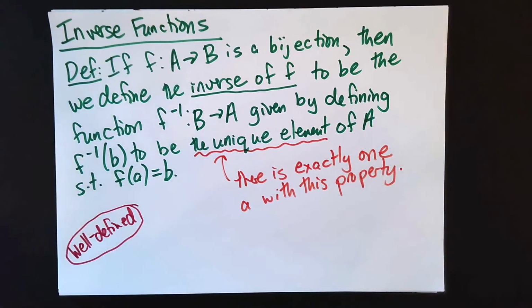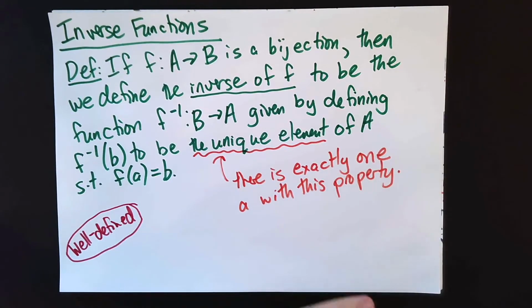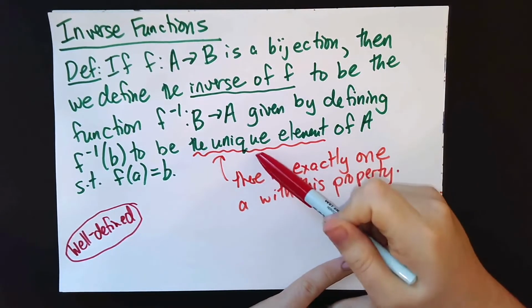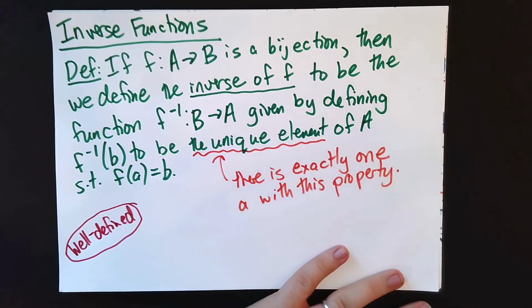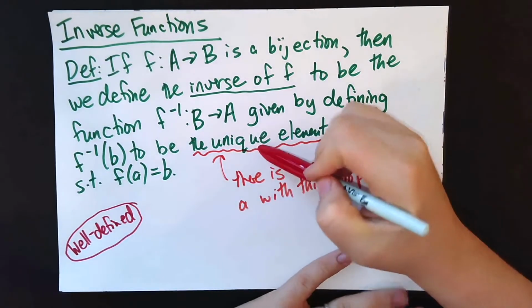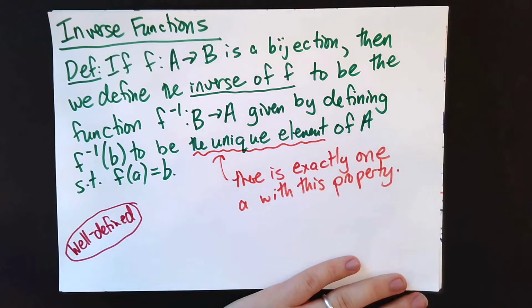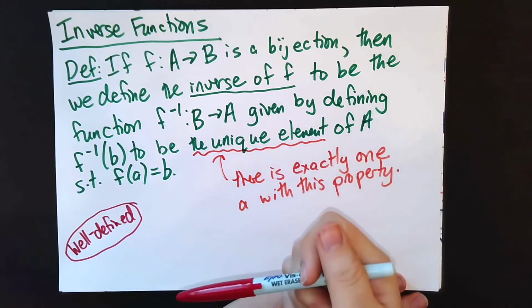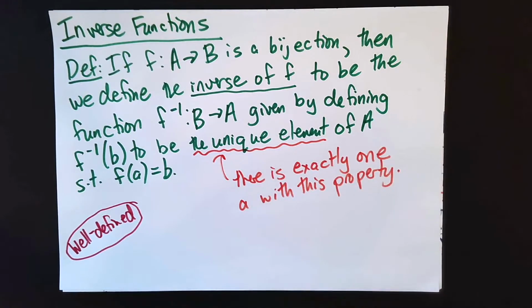But the definition is actually asserting that neither of those problem scenarios ever happens: neither the situation where it's describing 0 elements, nor the situation where it's describing 2 or more elements. It's telling you there's always exactly one, and so there's always something to define this to be, and you never have any choices to make. It's going to be exactly the one thing with that property.